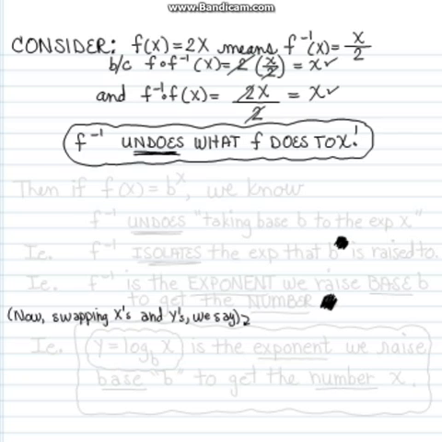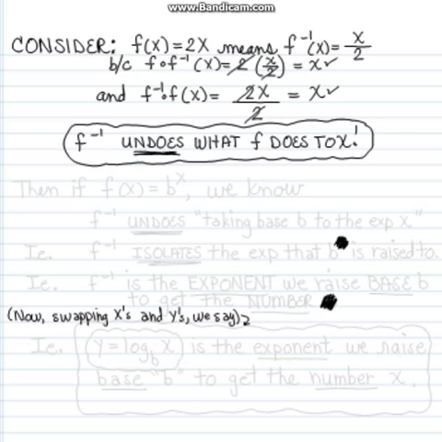Let's review the idea of inverse functions. If f of x is equal to 2x, that means that f inverse of x is equal to x over 2. Now, you go through this long process to figure out what the inverse function f inverse is, and you'll end up with x over 2. But where did it come from?